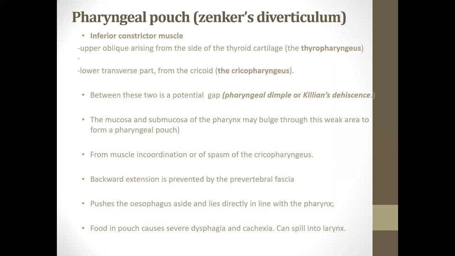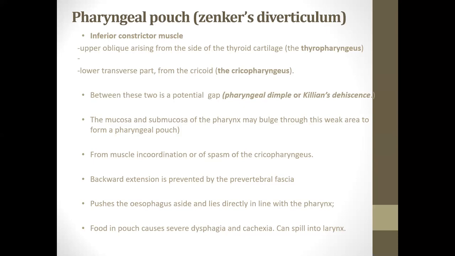So there are two pathologies that we talk about when we talk about the anatomy of the pharynx. The first one is Zenker's diverticulum. The Zenker's diverticulum, the pharyngeal pouch, is a herniation, like a hernia, of mucosa and submucosa through a dehiscence.